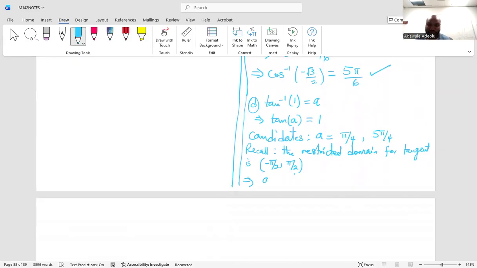That implies that our guy we are looking for, this is 45, and this is 225, which is outside. So not this guy, it is this guy. So our candidate that wins this election is pi over 4. Therefore, we can say that tangent inverse of 1 is pi over 4. Answer.